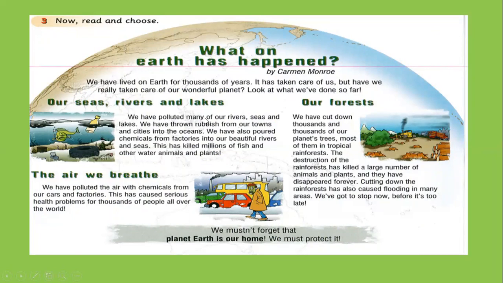We have polluted many of our rivers, seas, and lakes. We have thrown rubbish from our towns and cities into the oceans. We have also poured chemicals from factories into our beautiful rivers and seas. This has killed millions of fish and other water animals and plants. So this is what people have done to the seas, rivers, and lakes. So they have thrown the rubbish everywhere, they have poured the chemicals, and this has killed millions of fish and other water animals and plants.